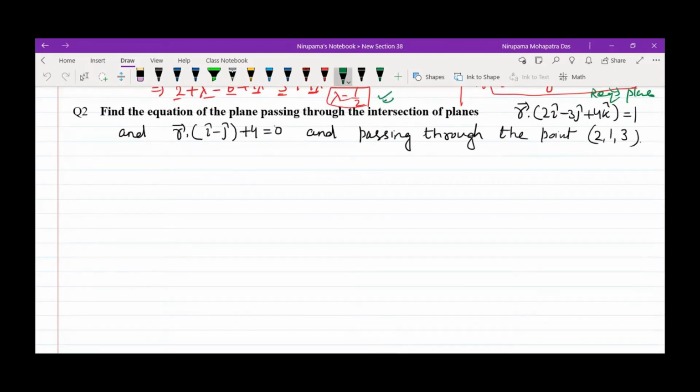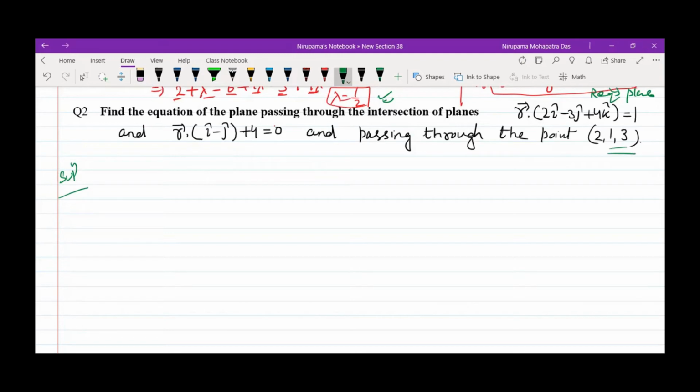Next, question number 2: find the equation of the plane passing through the intersection of the planes r dot (2i minus 3j plus 4k) equal to 1 and r dot (i minus j) plus 4 equal to 0, and passing through this point.